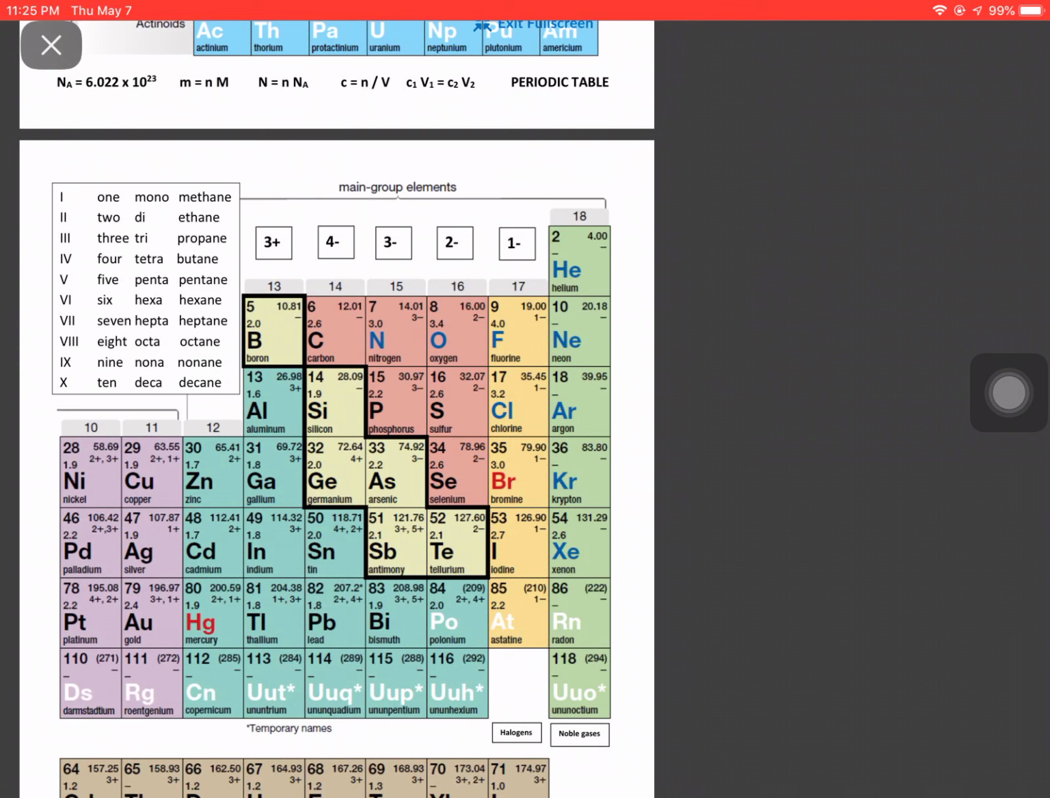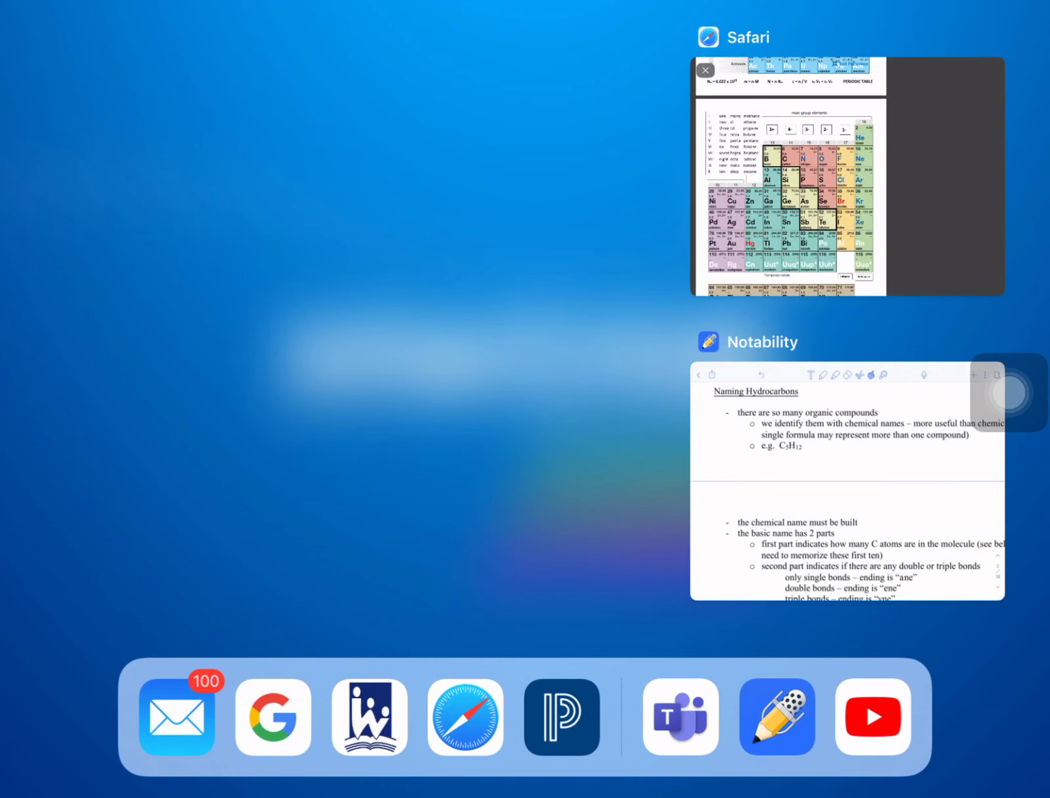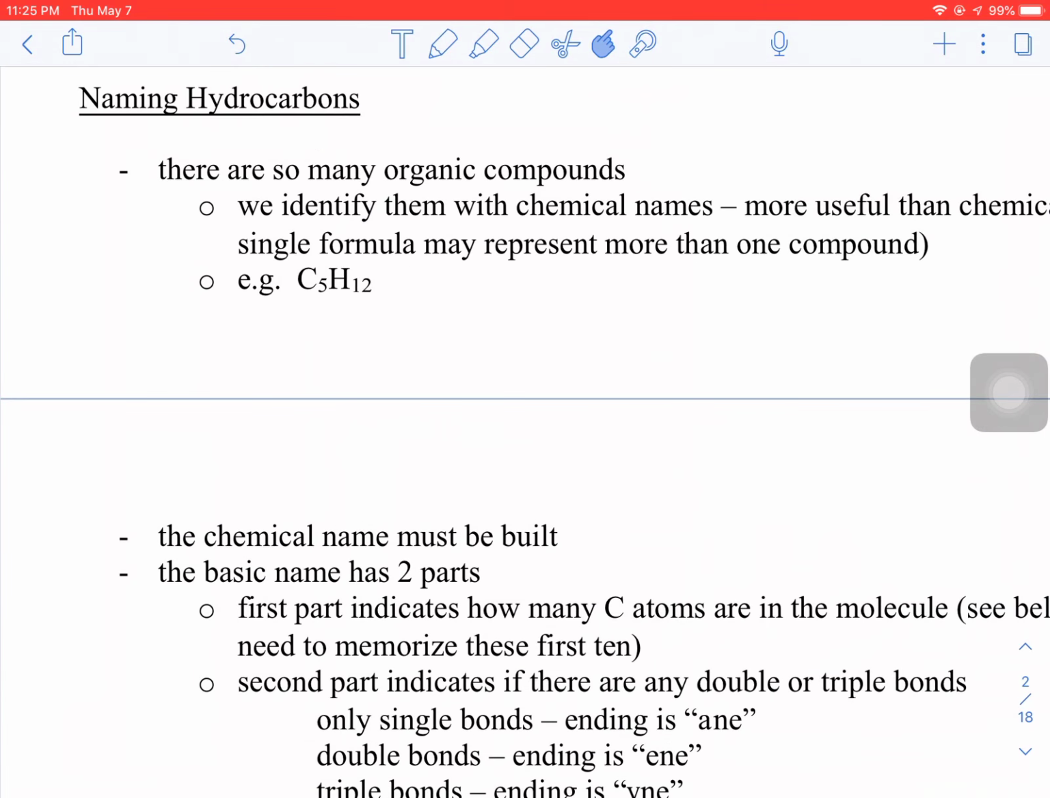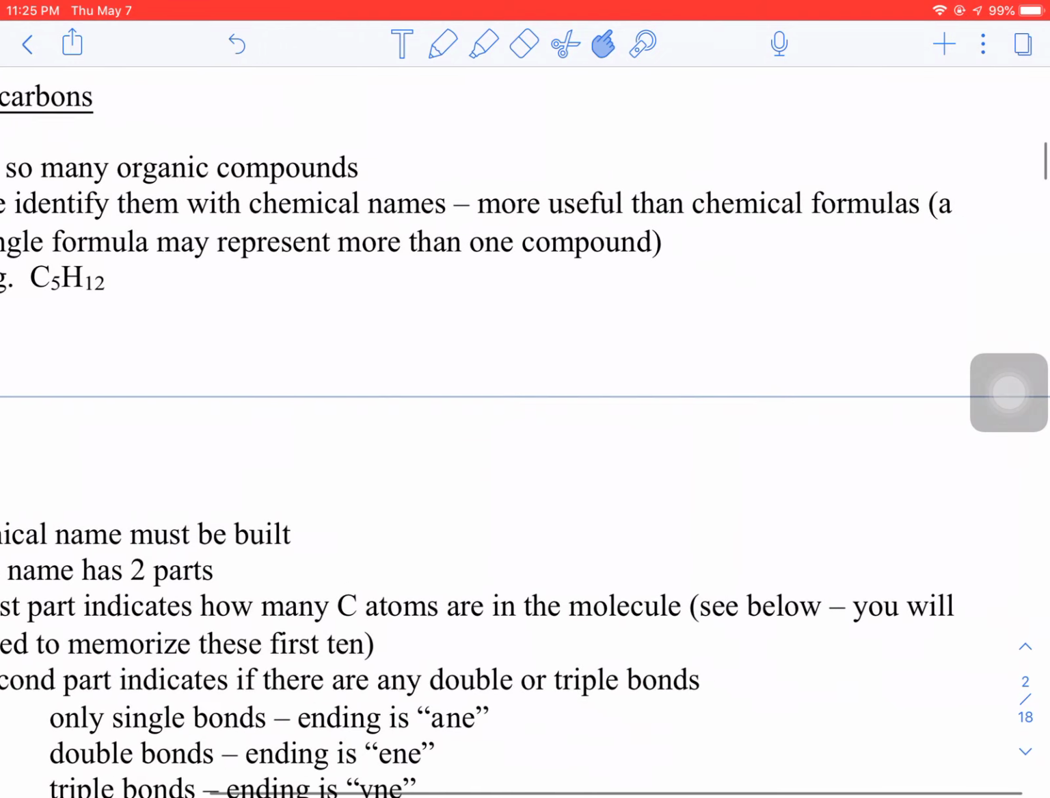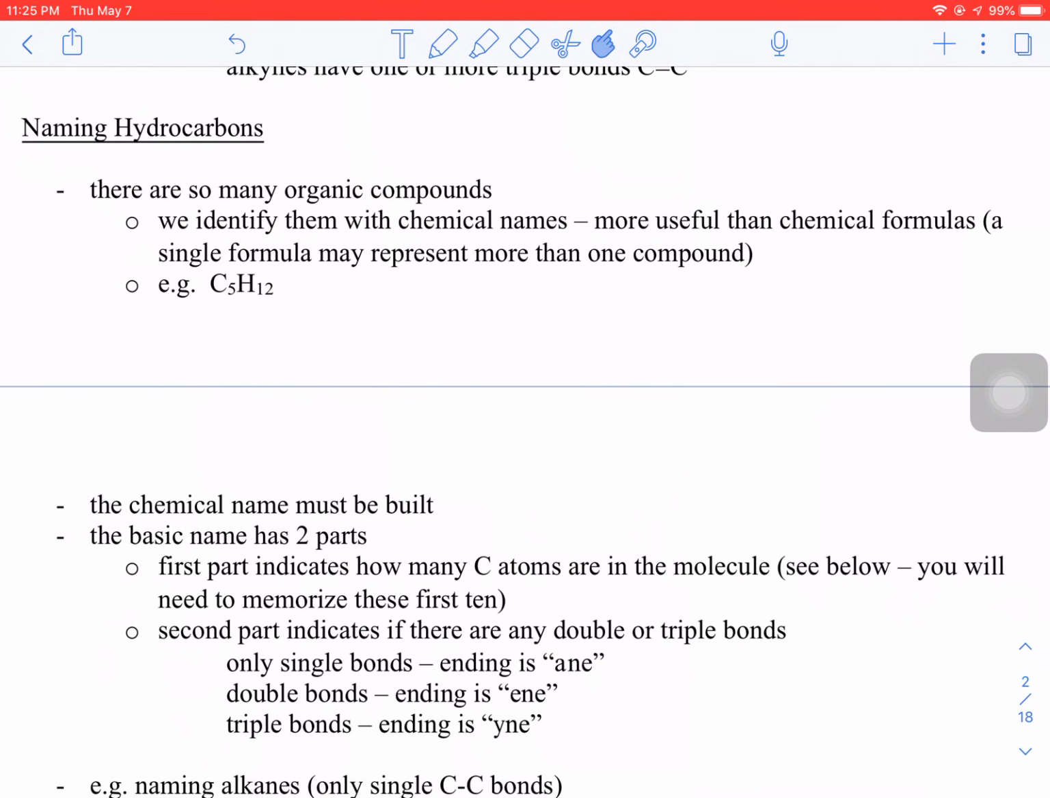And then the other important part of the name is the prefix, which tells me how many carbons are in the molecule. Okay, so let's go back to our note here. If I'm trying to name a compound, really there's a couple of parts to the name. Okay, so I'm going to have to build the name. So if I tell you that the compound is C5H12, it turns out that there's a whole bunch of molecules that are C5H12 that are all different. And each one has different properties.